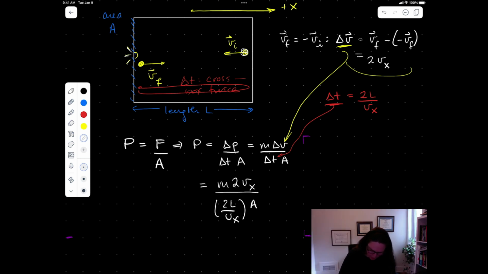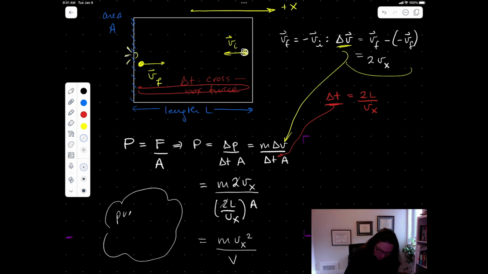Now we can do a little bit of cleaning up. So we've got a 2 in the denominator that cancels with a 2 in the numerator. We've got this v sub x in the denominator of the denominator, which means it flips up to the numerator. And we've got L times A, so length times area will be the volume of the box. Now again, let's just remember, this is the pressure from one particle of ideal gas.